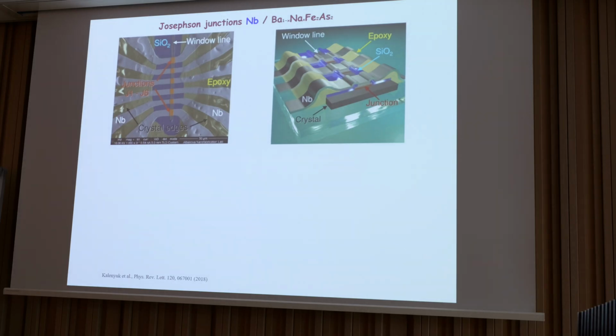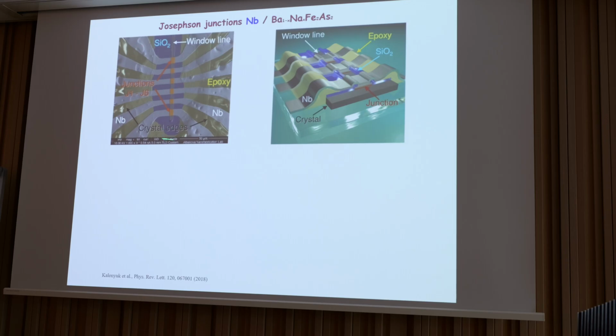So we spent some effort on making a Josephson junction between a conventional niobium superconductor and pnictides. Those are c-axis Josephson junctions. We take a single crystal, we cleave it, and then we do deposition and lithography. Here you see an example, a scanning electron microscope image of the ready device.